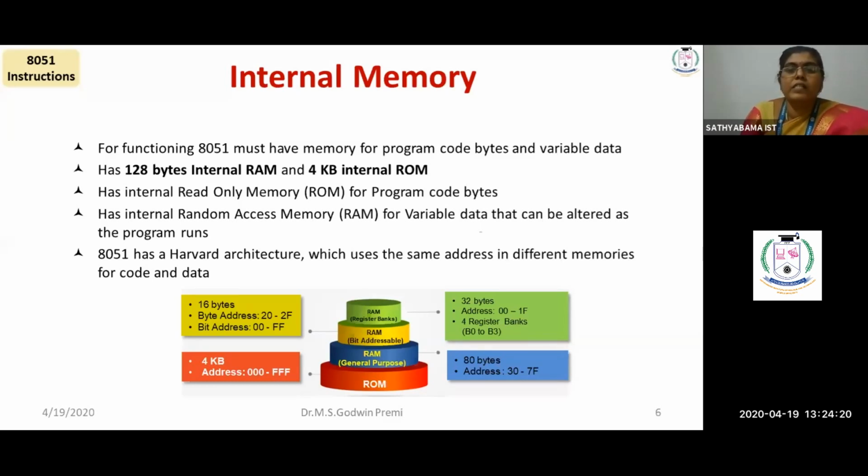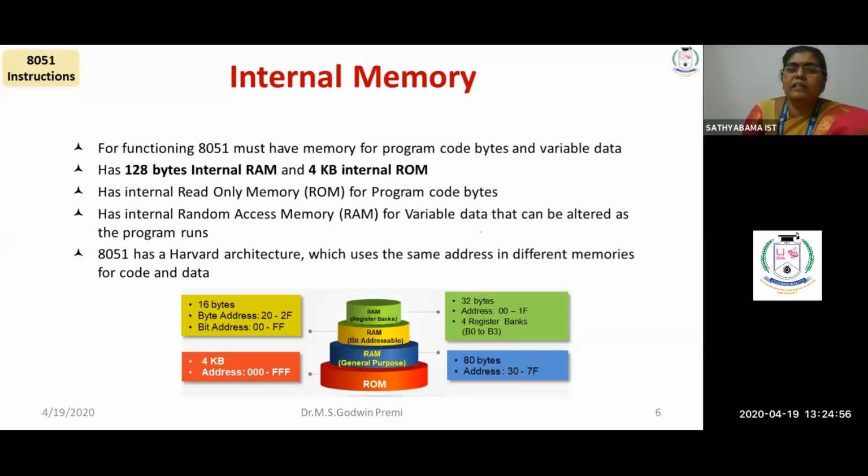The first one is the register bank area, which is 32 bytes. That is denoted by the byte address 00 to 1F. There are 4 register banks which are indicated by B0 to B3. In each register bank, there are 8 registers which are called R0 to R7. Like that, 4 register banks have 8 registers each, so totally 32 registers are available. These 32 registers are general purpose registers.